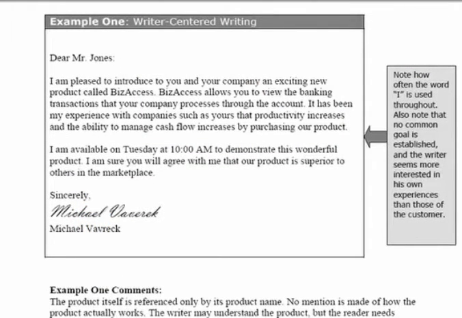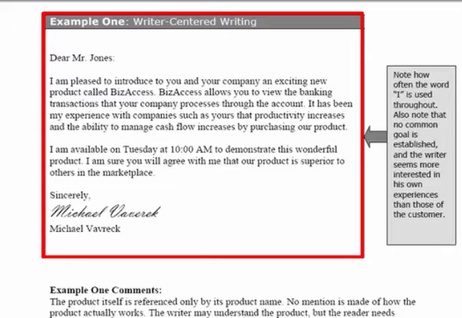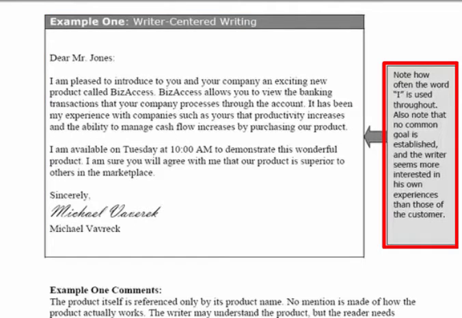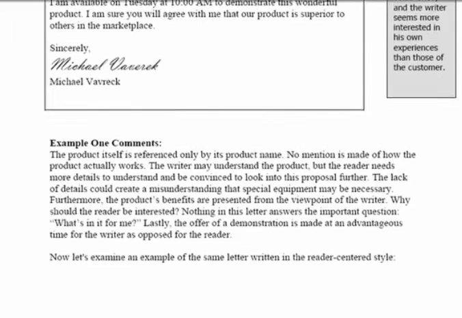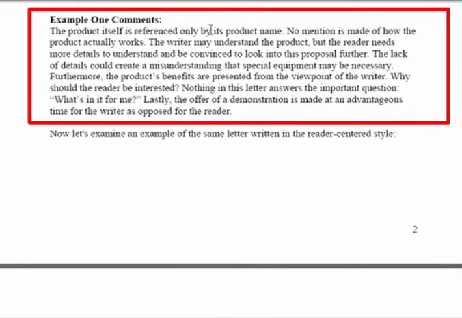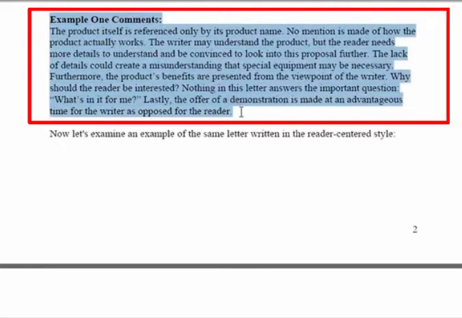You can see what Michael's doing here. He quotes it, he puts it in a nicely formatted table, and he says, note how often the word I is used throughout. Also note that no common goal is established, and the writer seems more interested in his own experiences than those of a customer. Then Michael goes on to provide even more extended text comments about that terrible piece of writing.